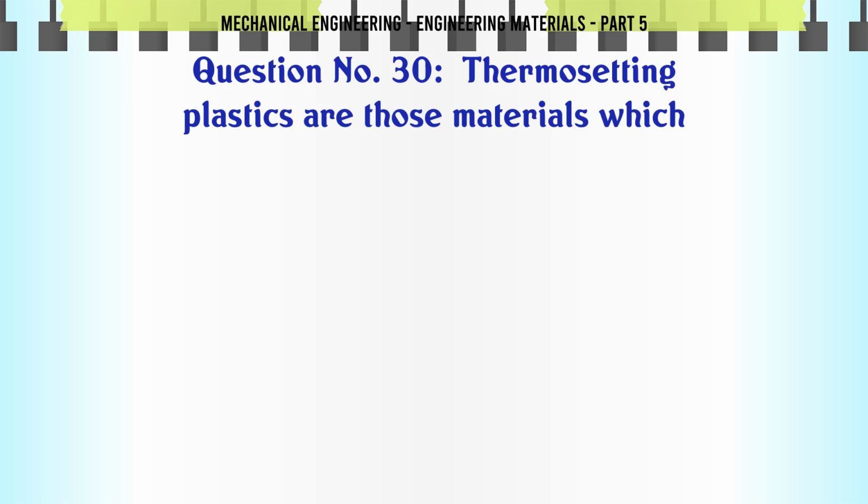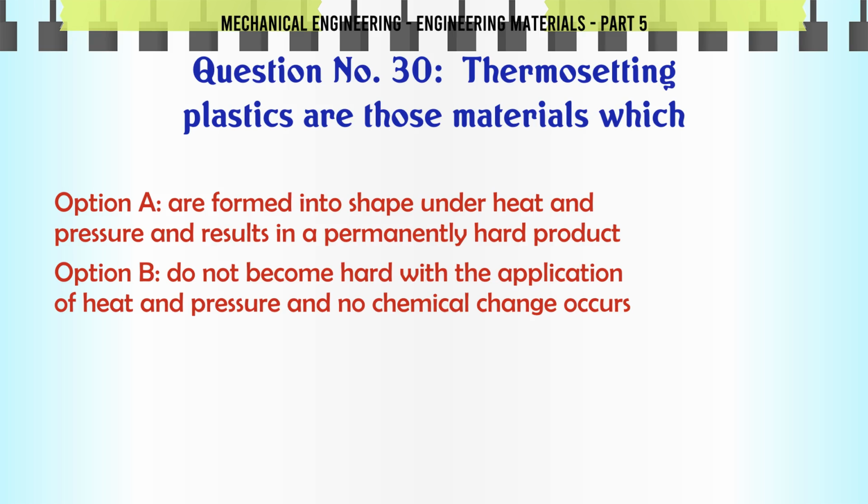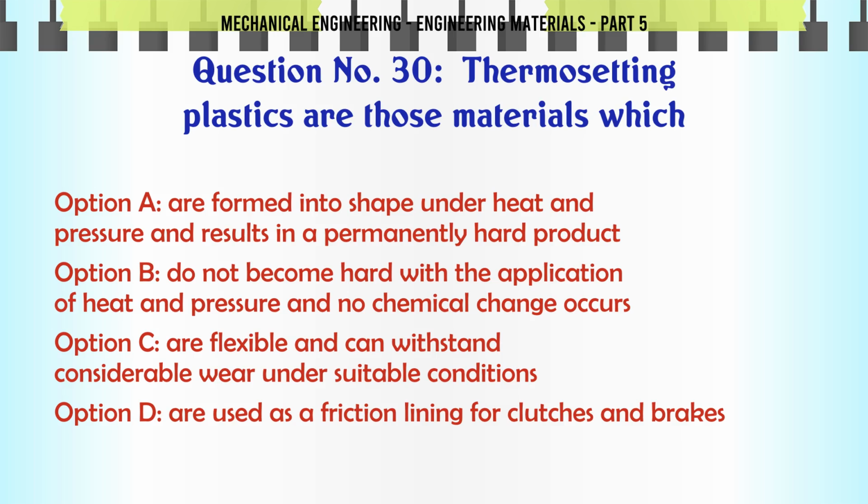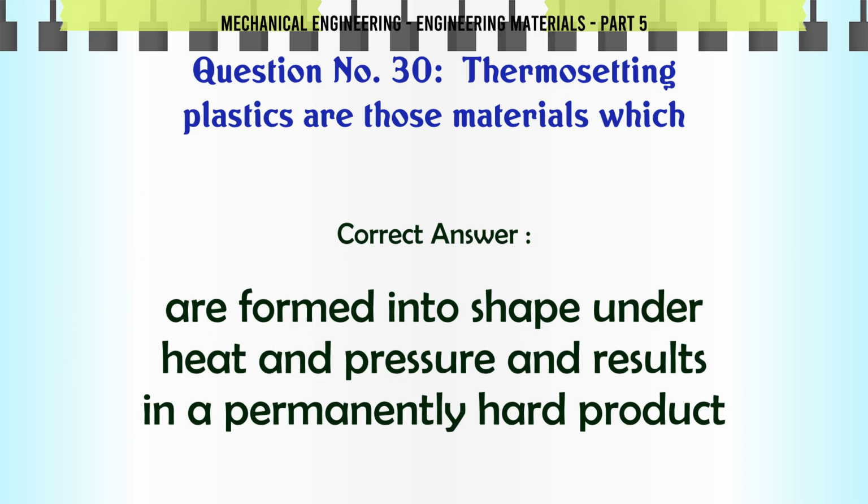Thermosetting plastics are those materials which: A. are formed into shape under heat and pressure and results in a permanently hard product. B. do not become hard with the application of heat and pressure and no chemical change occurs. C. are flexible and can withstand considerable wear under suitable conditions. D. are used as a friction lining for clutches and brakes. The correct answer is: are formed into shape under heat and pressure and results in a permanently hard product.